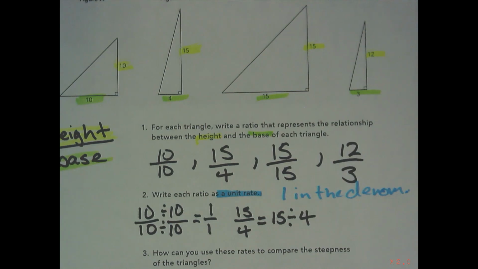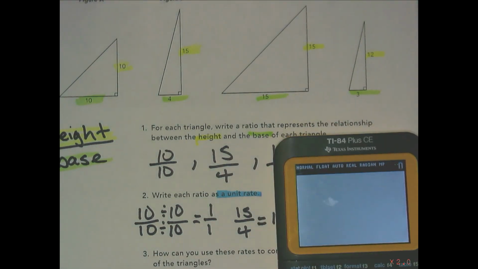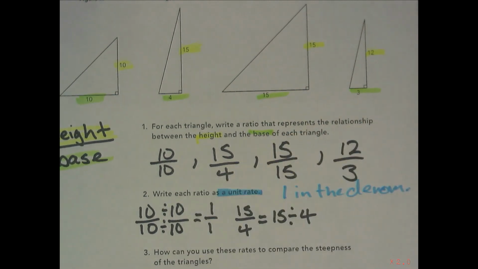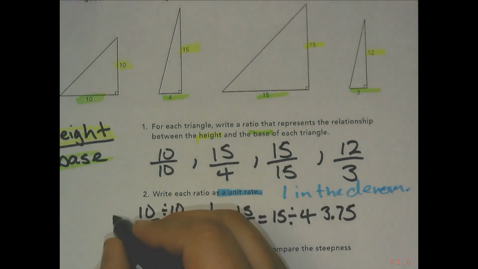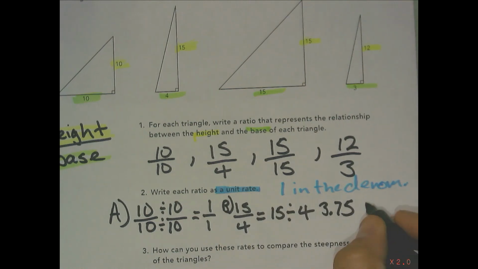So what I could do, remembering that fractions are actually division problems, I'm going to take my calculator and I'm going to say 15 divided by 4 and plug that in my calculator, and I get 3.75. And really what that means is this is 3.75. Okay, so this is like figure A, this is like figure B.